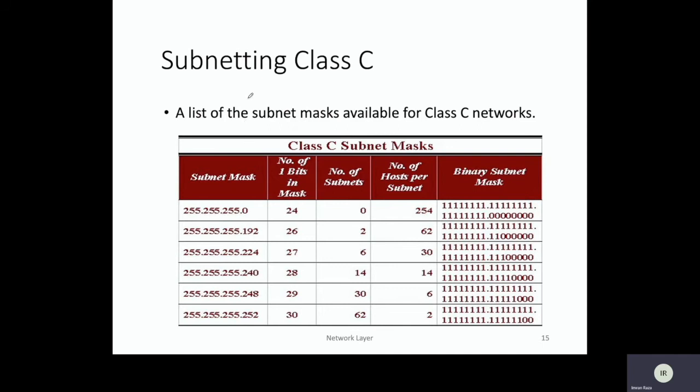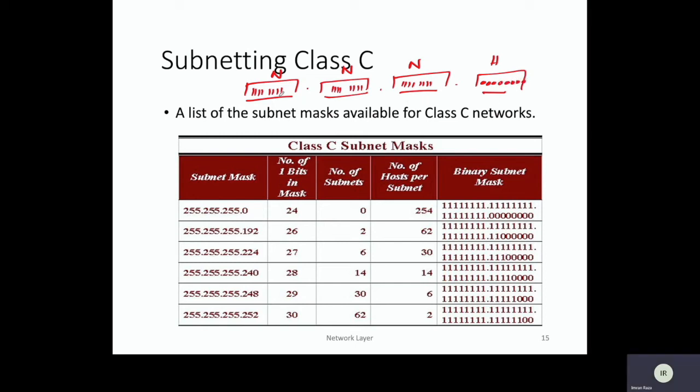Since we know that in class C, the first 3 octets represent the network portion, and the last octet represents the host portion. So if I have to calculate the subnet mask, what will I do? As a first step, I'll turn all the bits in the network part 1, and all the bits in the host portion 0.